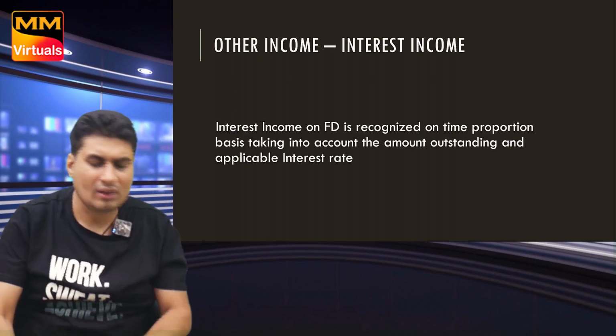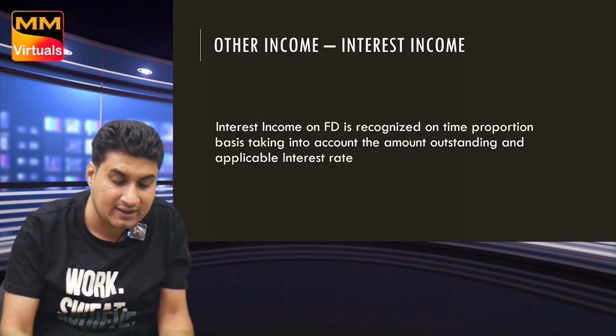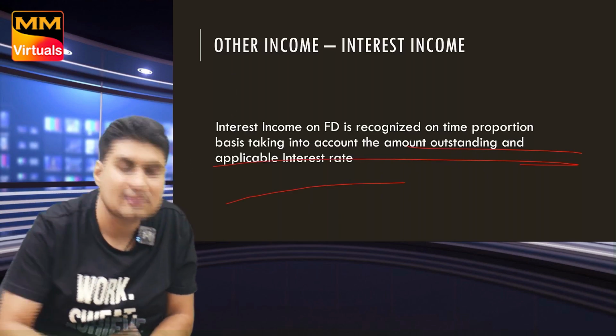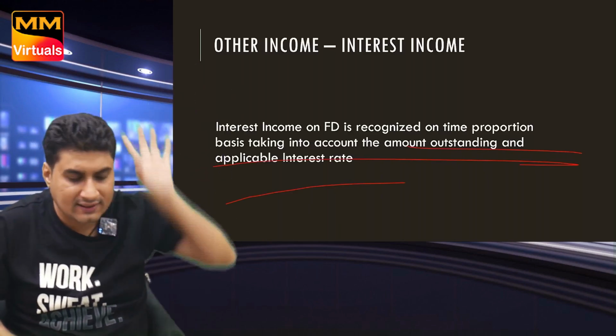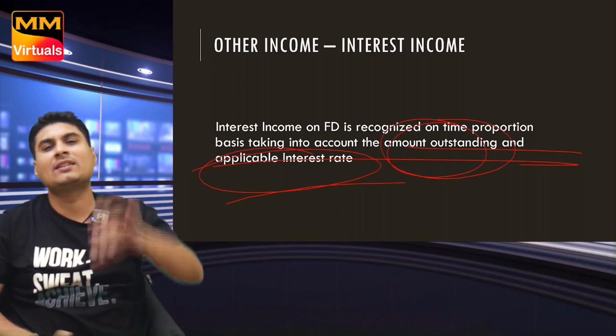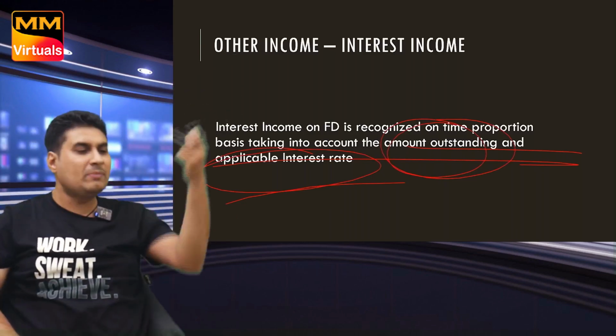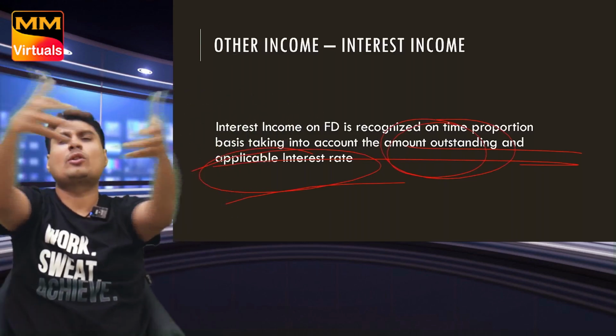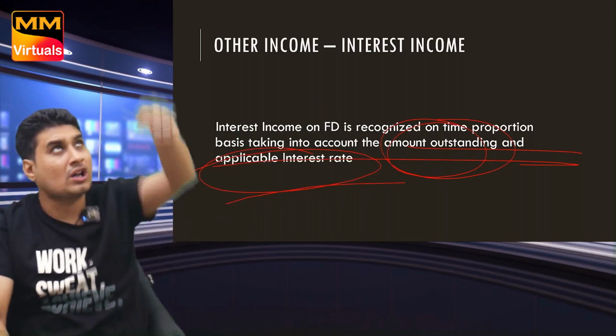Second, interest income on FD should be recognized on a time proportion basis. Two things you have to consider: amount outstanding and interest rate. Check the amount and interest rate. This much amount, this much time, this much interest rate, cross multiply. If it is matching, your comfort will be high.